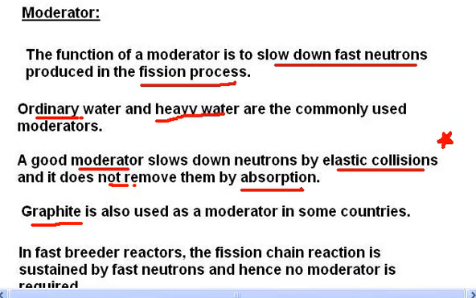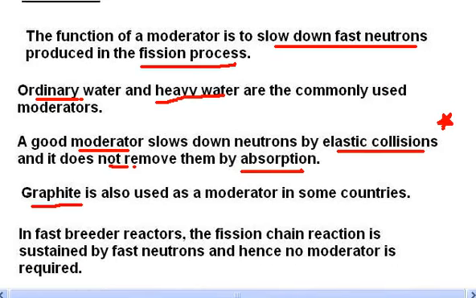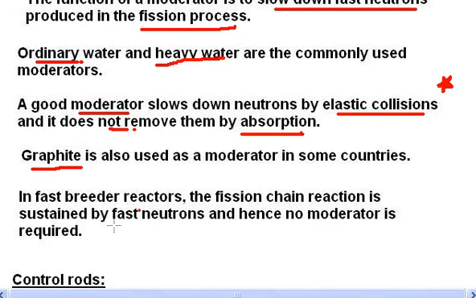But in fast breeder reactor, the chain reaction is sustained by the fast neutron itself. So in that case, we don't use any moderator. Got the point? So what is moderator? It is just to slow down the fast neutron. Why does it have to slow down? Because we need the slow neutron; with the fast neutron we cannot have a controlled chain reaction. Then the chain reaction will go in uncontrolled manner if all the fast neutrons are present. So we have to reduce the fast neutron.